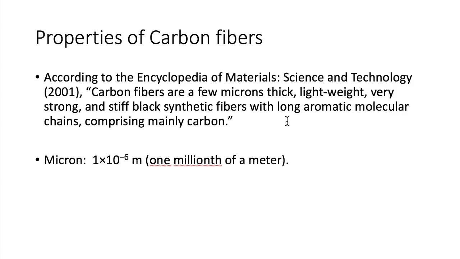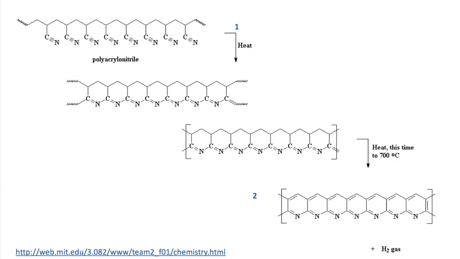And then we're going to be focusing on the aromatic molecular chains. We're going to look at the sequence of reactions and how those carbon fibers are formed. So the first stage of the reaction is that we start off with polyacrylonitrile, which we're going to call PAN. So this PAN contains 68% of carbon and is currently the most widely used precursor for carbon fibers.